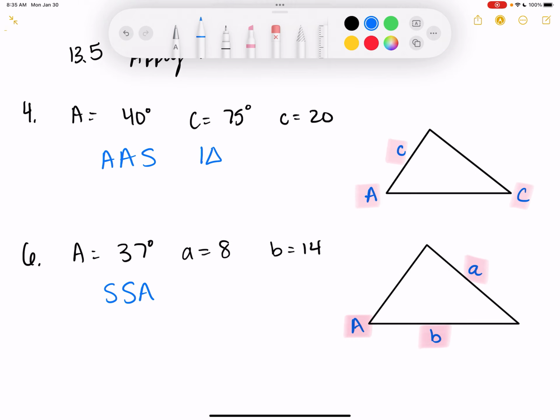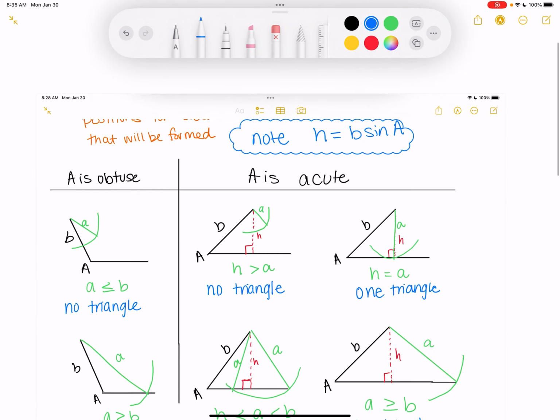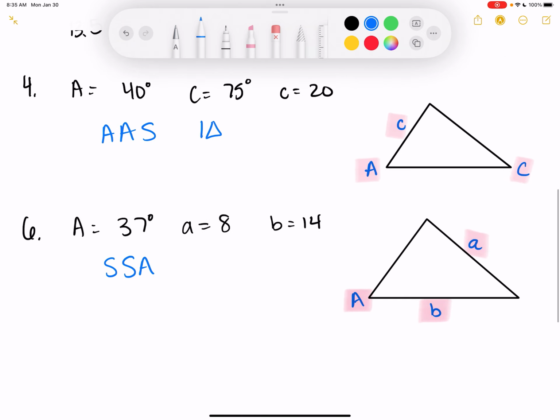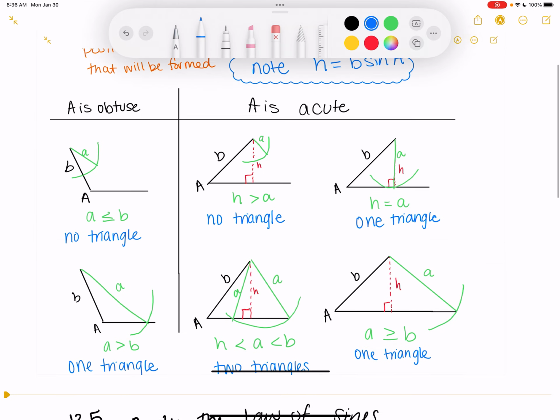So what are my options for how many triangles I can have with side angle? 0, 1, or 2. Okay, so I can have 0, 1, or 2. So that means that now I have to do some more math initially. First of all, I can look up here. I have options of A is acute or A is obtuse. So is my angle acute or obtuse? Acute.